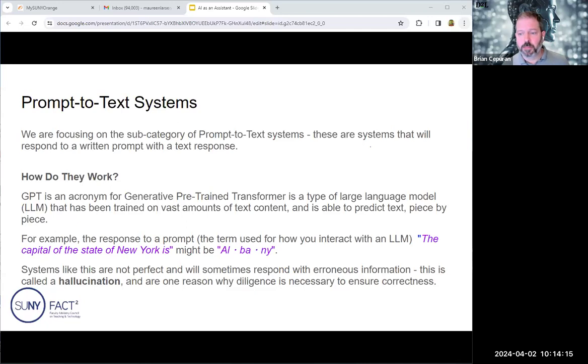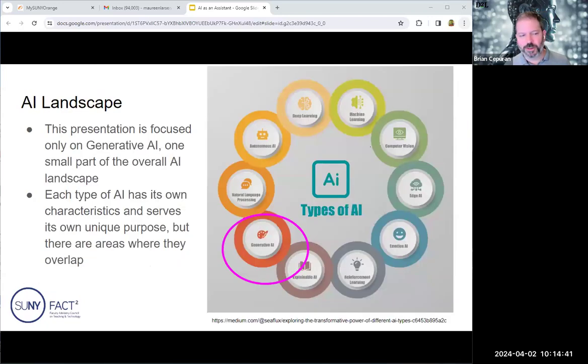Now, one of the things that's important to also recognize is that these systems today sometimes respond with erroneous information. The term that's been coined for this is a hallucination. And one of the things that can be entertaining or frustrating is that these systems will make mistakes and be 100% confident that it is absolutely correct, which it is not. So there are techniques that we'll discuss later on for how you can manage that.